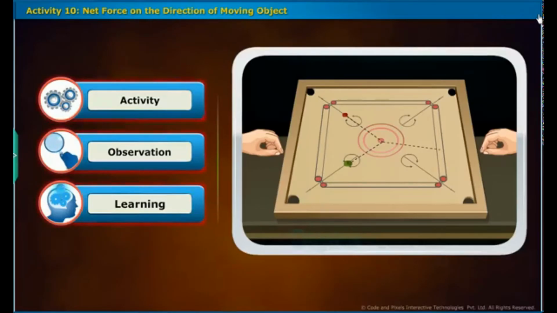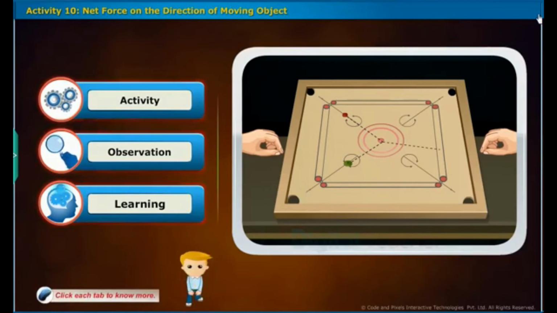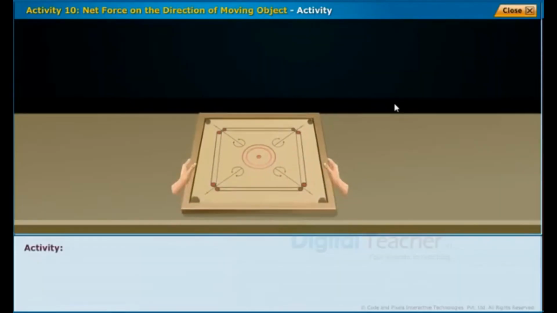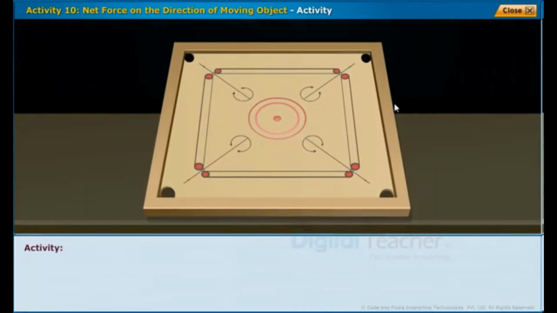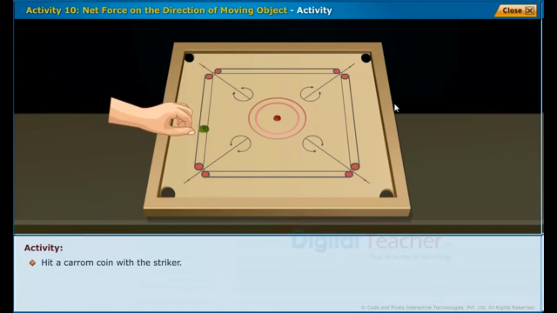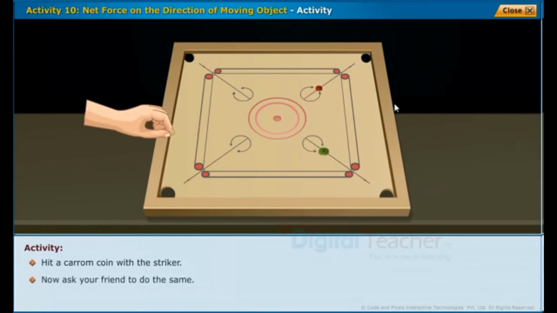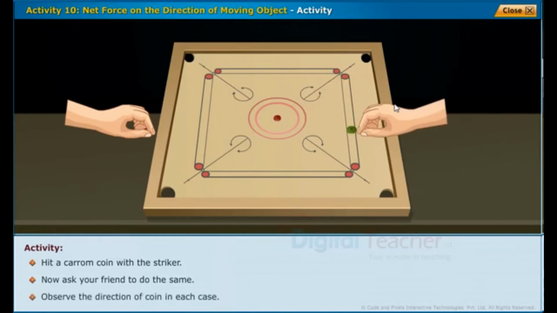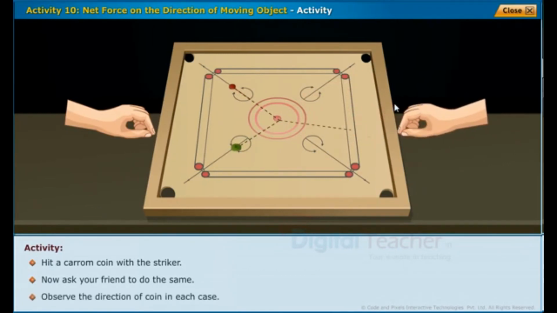Now, let us perform an activity to understand the effects of net force on direction of a moving object. Click each tab to know more. Hit a carom coin with a striker. Now ask your friend to do the same. Observe the direction of the coin in each case.